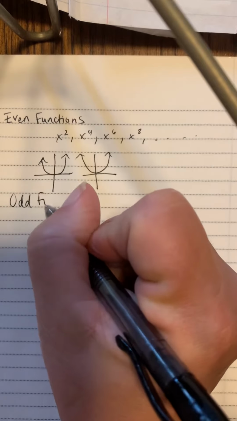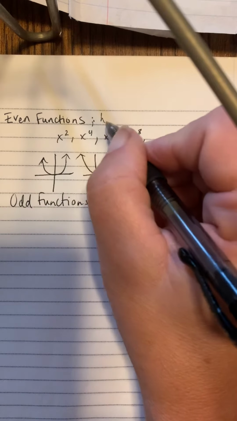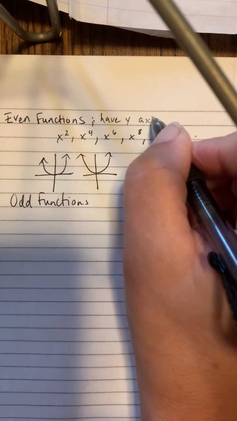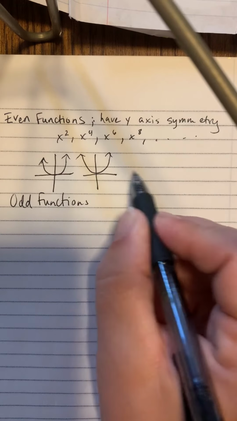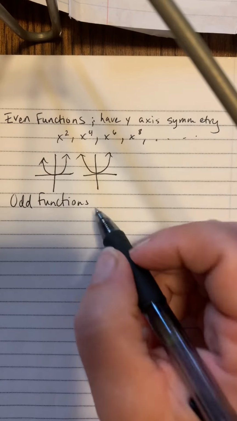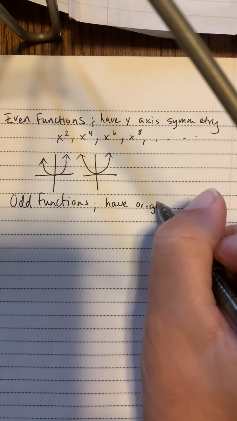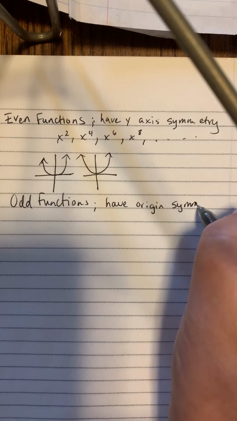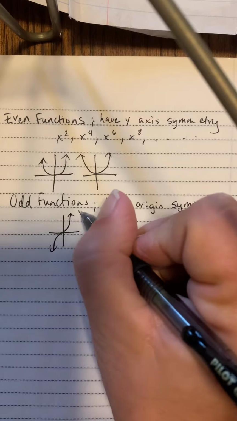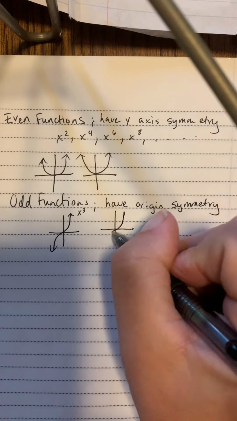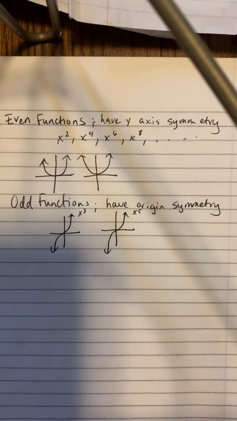Odd functions, and I should tell you this, even functions have y-axis symmetry. So if we scoot this thing to the left or the right, it's no longer even. Odd functions have origin symmetry. They look like this, like x cubed. This is x to the fifth. It just gets a little wider at the bottom.